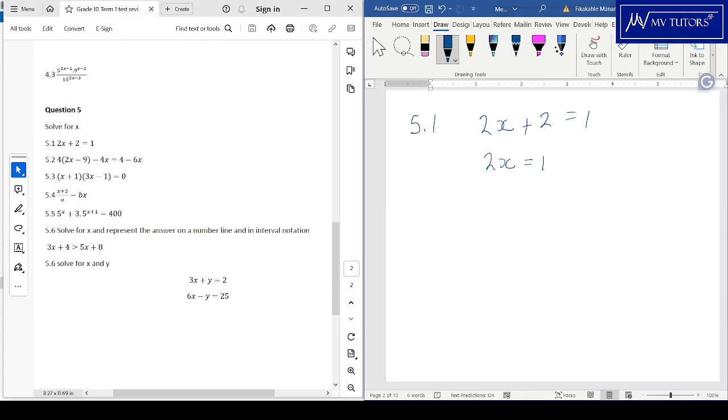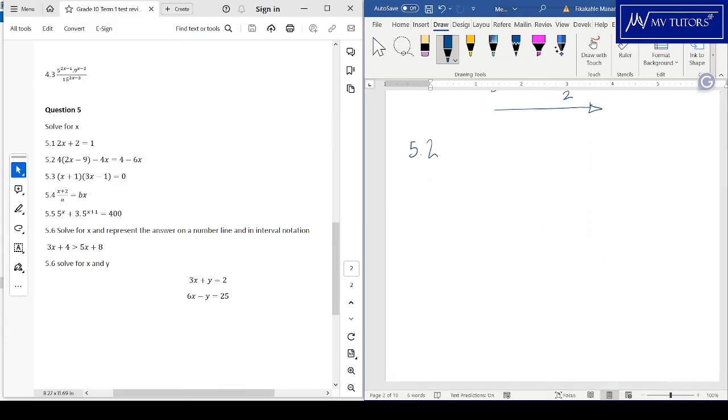If I take this 2 to the other side, it becomes minus 2. And then I just want to divide both sides by 2 to get rid of that. So I'm left with x is equal to 1 minus 2 is minus 1 over 2. That's it. Let's move to 5.2.